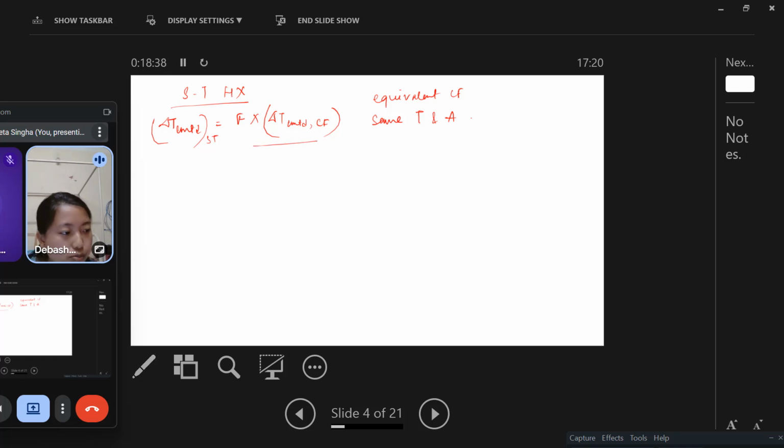Since shell and tube is a bit complicated, we can directly calculate from the LMTD of counter flow, considering the same inlet and outlet temperatures and the same heat exchanger area. So we can find this out. Then we have many different factors like P, and thermal efficiency.